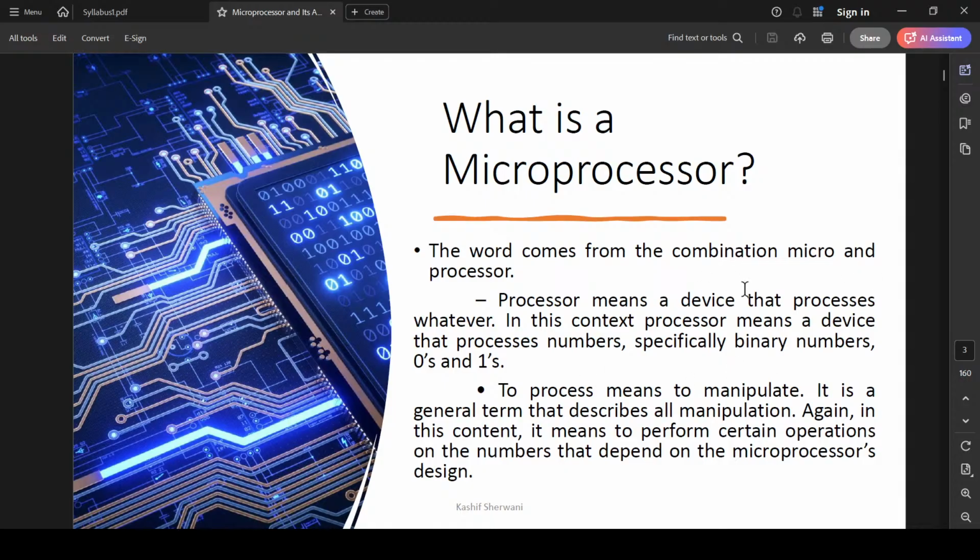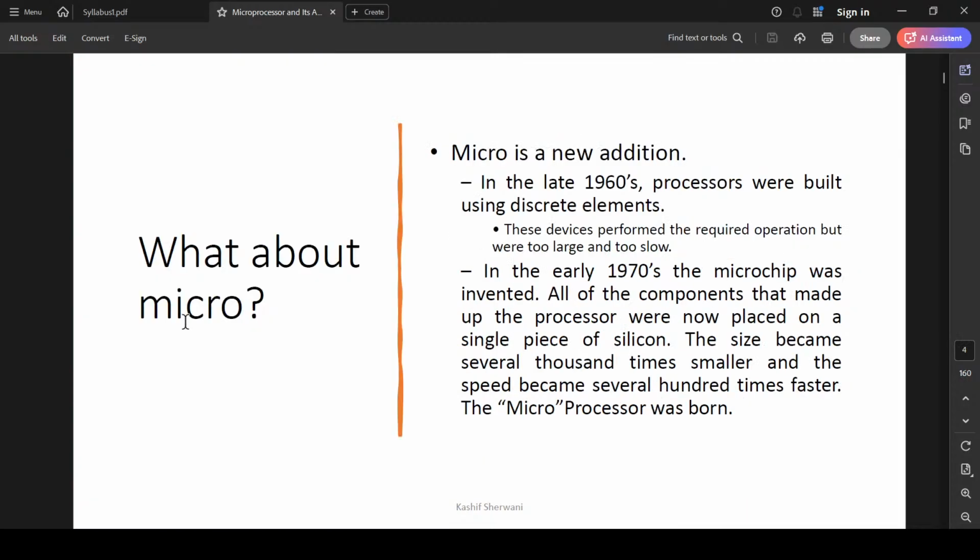Not the manipulation of human beings, this is not the same. This is like to alter and change things between 0 and 1. So it is a general term that describes all manipulation, which in this context means operations. That can be addition, subtraction, anything. Okay, what about micro? I just told you. Micro is the new addition, the prefix of the term processor.